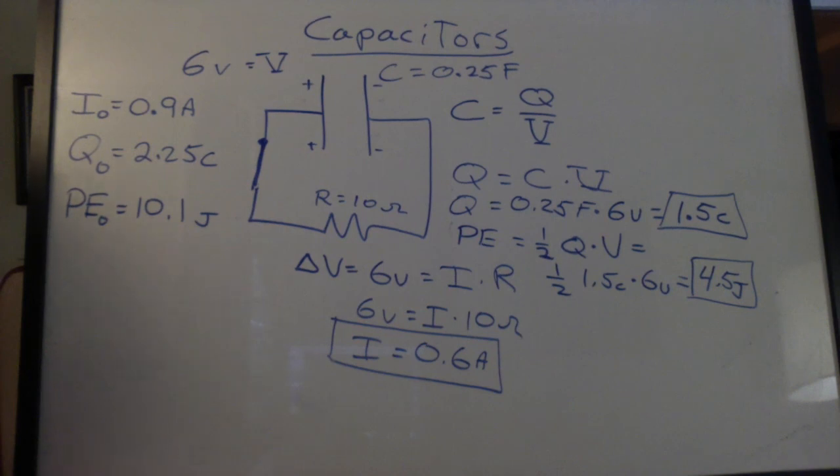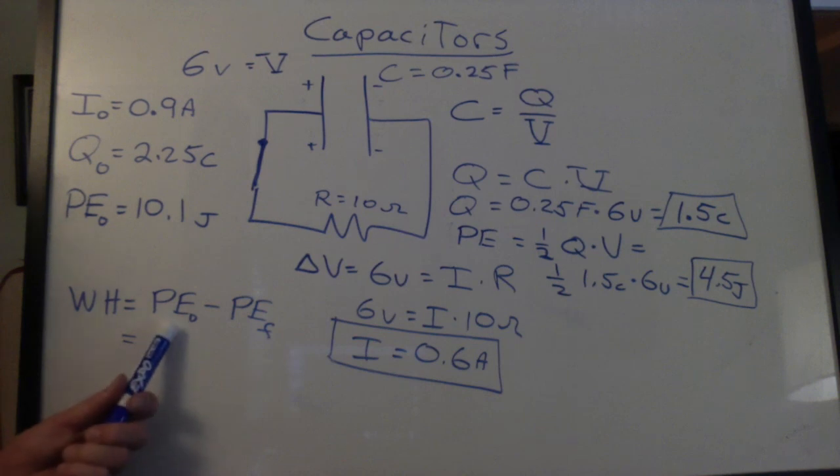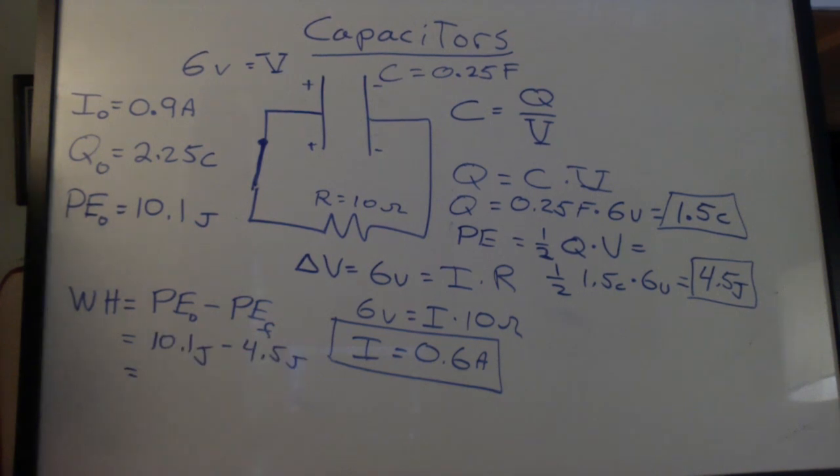So the question now is, how much energy was dissipated by that resistor? We're talking about waste heat. We had a certain amount of initial energy in the capacitor, and we went down to a final value. The energy had to go somewhere. It's not going into kinetic energy in circuits, we know that. So where'd it go? Waste heat.